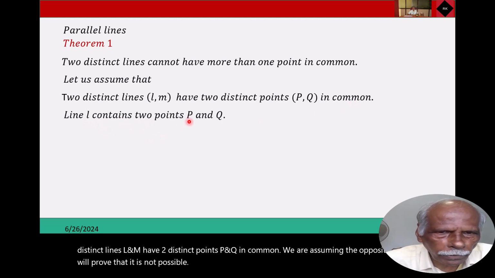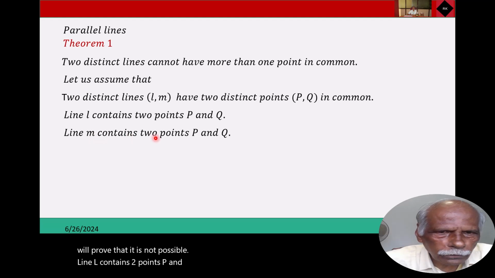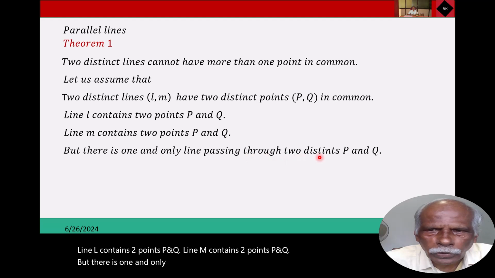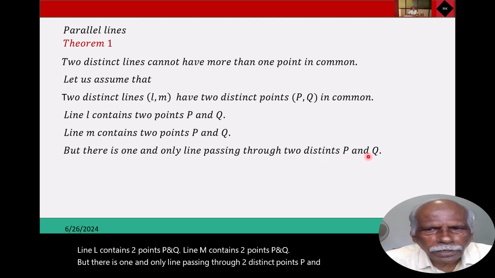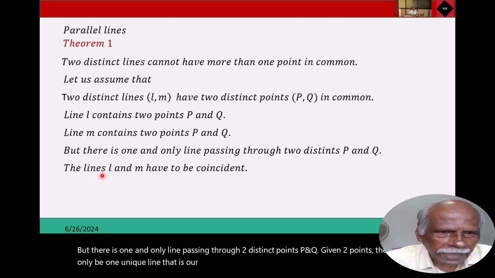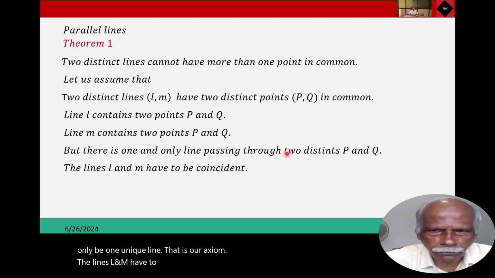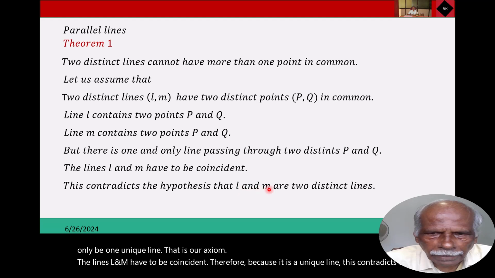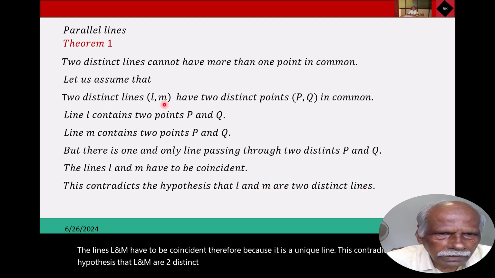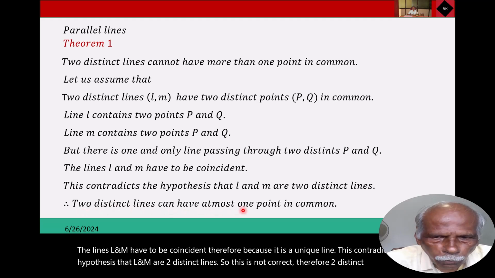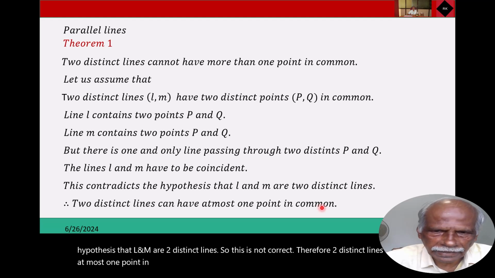Line L contains 2 points P and Q. Line M contains 2 points P and Q. But there is one and only one line passing through two distinct points P and Q. Given 2 points, there can only be one unique line. That is our axiom. The lines L and M have to be coincident, therefore, because it's a unique line. This contradicts the hypothesis that L and M are two distinct lines. So this is not correct. Therefore, two distinct lines can have at most one point in common when they intersect. And when they are parallel, there will be zero common points.